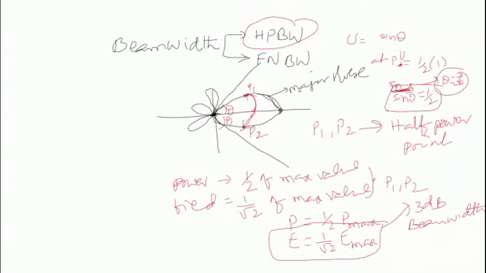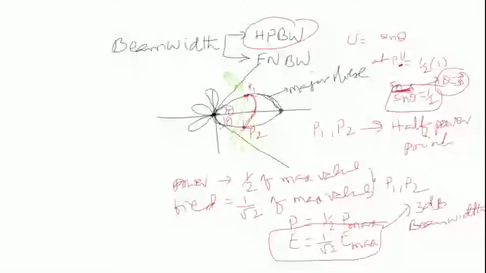Angular width between first null points. Let us take these are the first null points, small Q1 and Q2. So this is the angular width. Here to here, some angle, let us say it is theta 1. And here also I have another theta 1. Theta 1 plus theta 1 gives the beam width between first nulls, because it is measured between the null points.